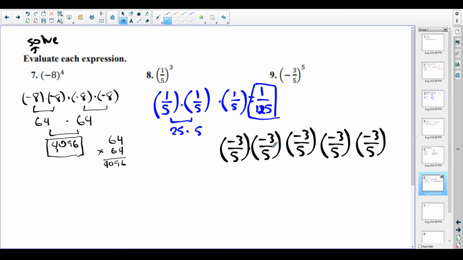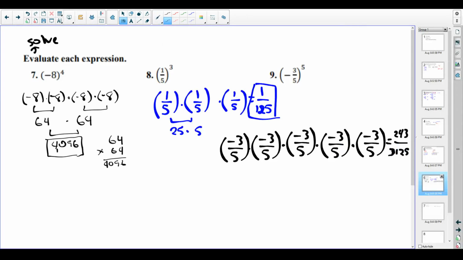And then we're just going to multiply these all together. So it's going to be 3 times 3 times 3 times 3 times 3, which is, oh, I need a better calculator for this. 3 to the 5th power. So that's 243. And then I have 5 to the 5th power, which is 3,125.